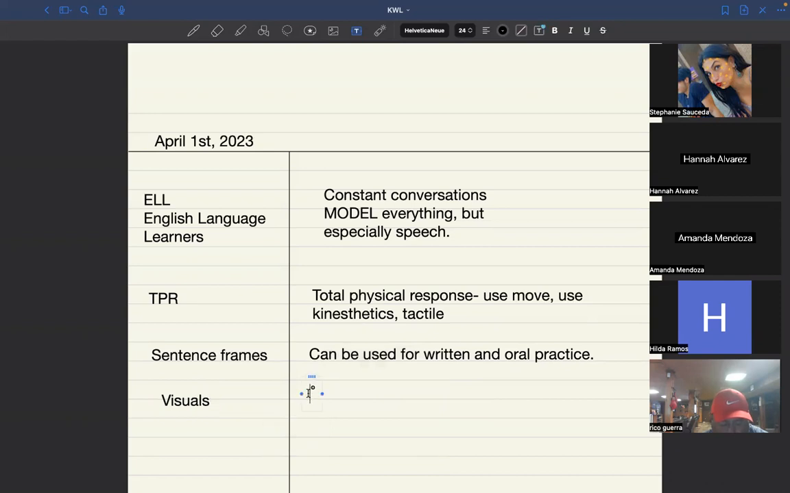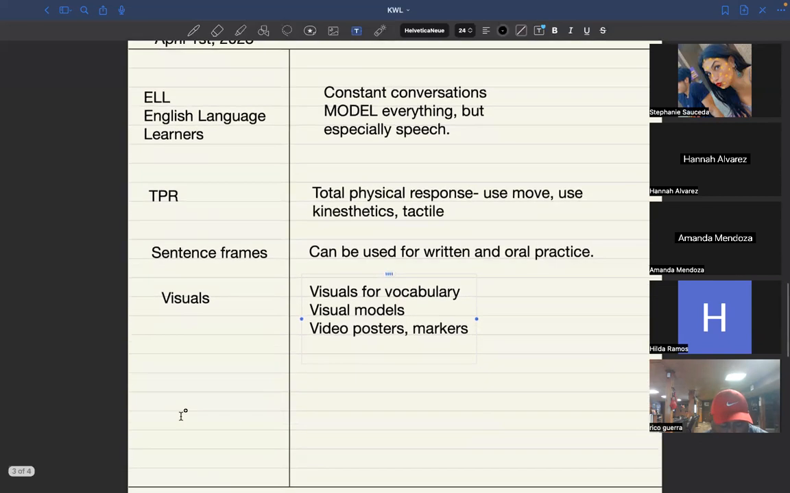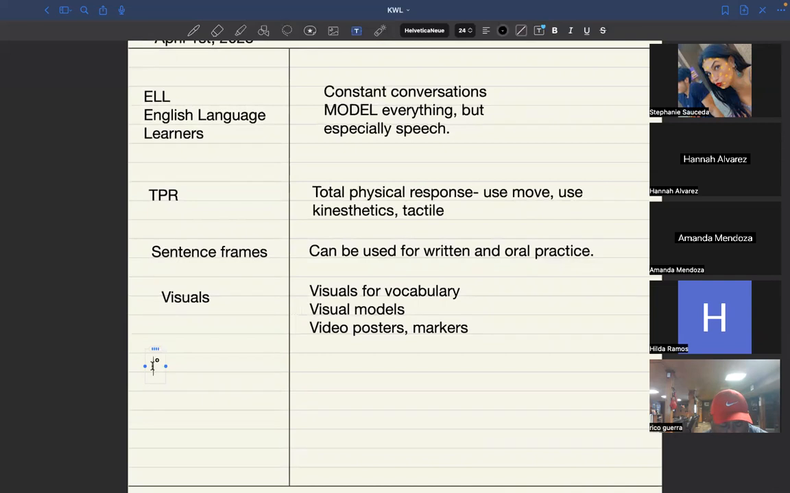Certainly with vocabulary, visuals, visual models, visual posters, markers, right? I'm gonna write another one, and I want y'all to think about what that meant. But one of the big words was, and I said it's important, comprehensible.